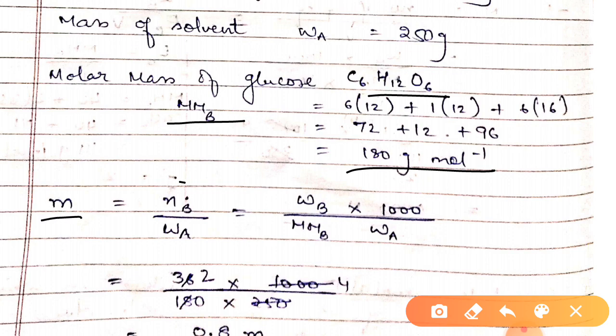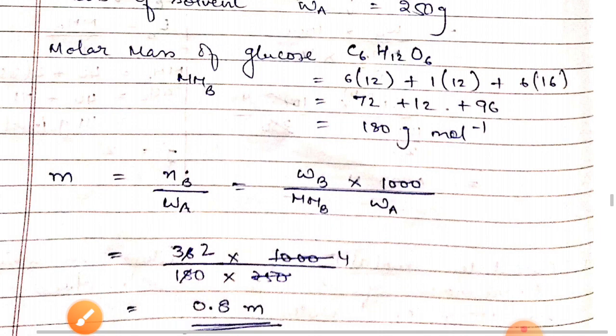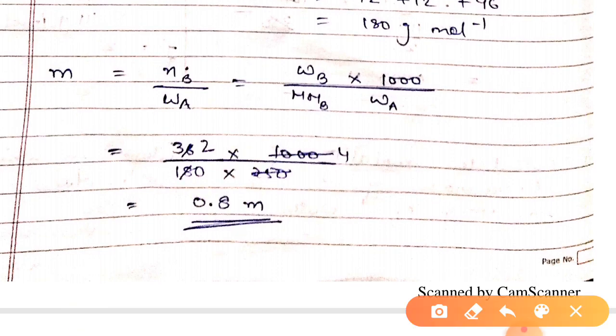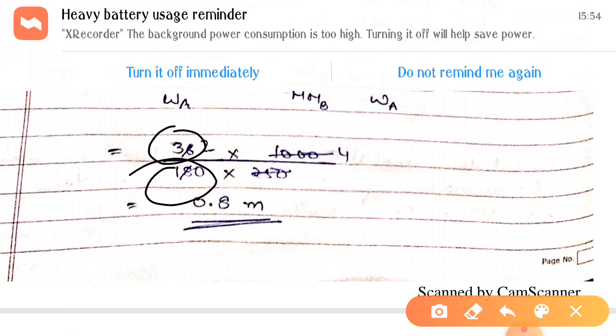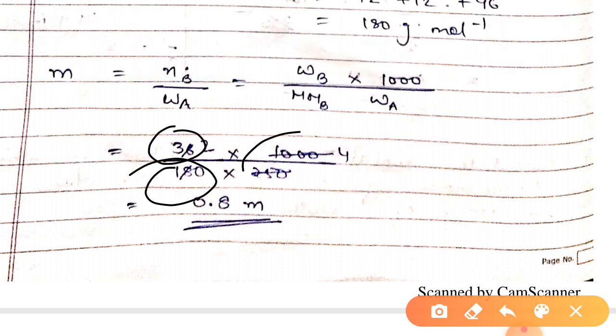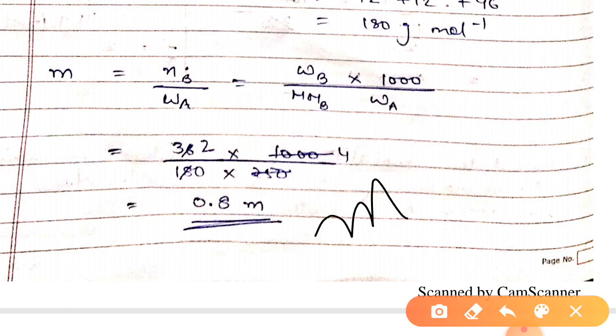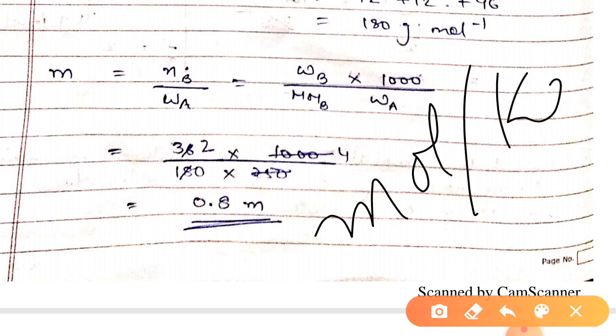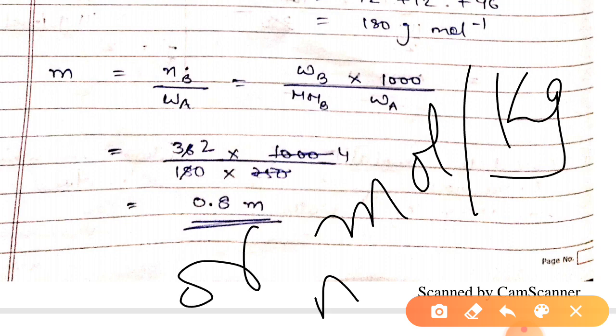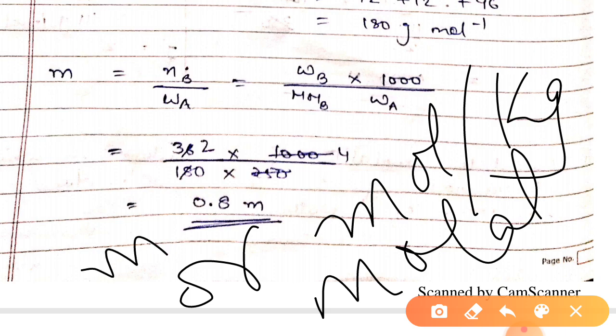So molality is number of moles upon mass of solvent. Number of moles of solute is given mass of solute upon molar mass of solute, into 1000 by mass of solvent. So we know the mass of solute is 36, molar mass 180, and this is the mass of solvent. So the answer is 0.8 molal. Again, here it can be mole per kg, or it means molal, m, small letter m.